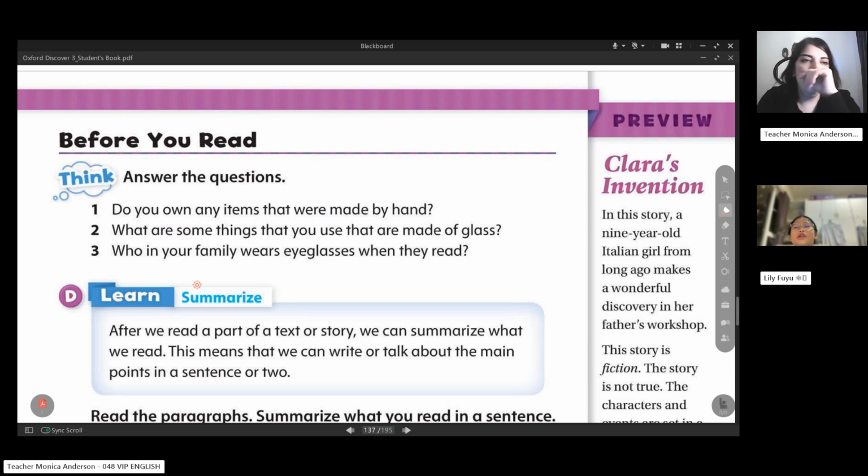Things we use to drink water. Glass, cup, glass. Again, we have glass. We have glass and glasses. So that is also glass. Yeah. And we have picture. Glasses is my mom.